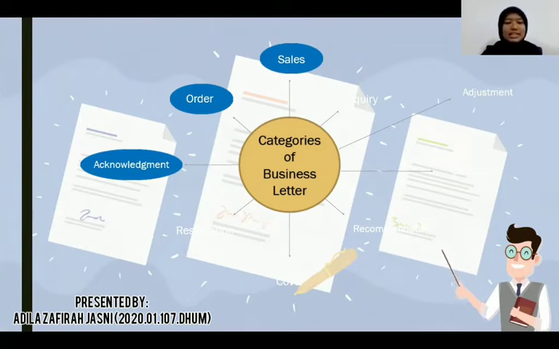The next letter is order letters. Order letters are a kind of business letter sent by consumers or businesses to a manufacturer, retailer, or wholesaler when purchasing a vendor's product or requesting the company's service. It is the first document that is created when a particular business transaction takes place.